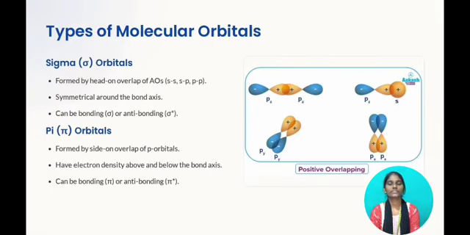Types of molecular orbitals. Sigma orbitals are formed by head-on overlap of atomic orbitals. They are symmetrical around the bond axis. They can be bonding sigma or anti-bonding sigma star. Pi orbitals are formed by side-on overlap of p orbitals. They have electron density above and below the bond axis. They can be bonding pi or anti-bonding pi star.